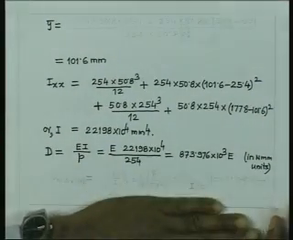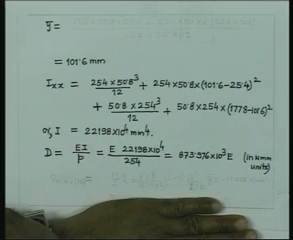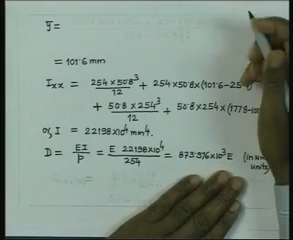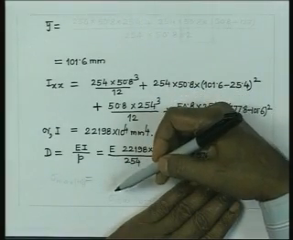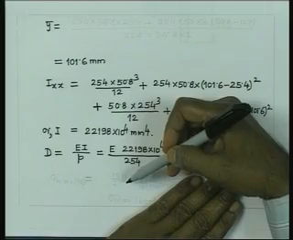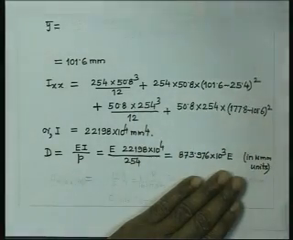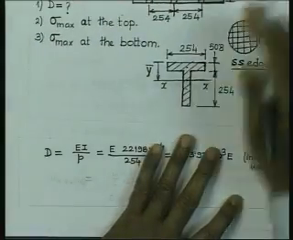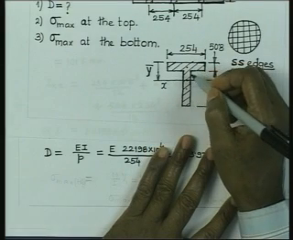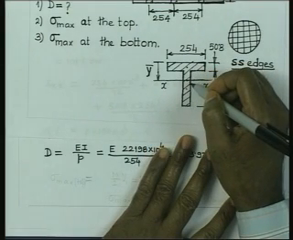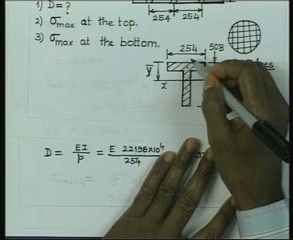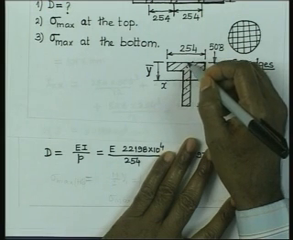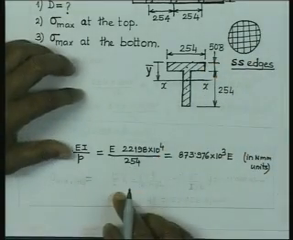Now, how do you calculate the stress at the top and bottom? We can apply the formula that stress is nothing but M, the maximum moment, divided by I, into y1, the distance of the fiber. What it means is that if you are interested in calculating the stress at the top, you find the maximum moment, divide it by I, and multiply by y, and that will give us the stress.